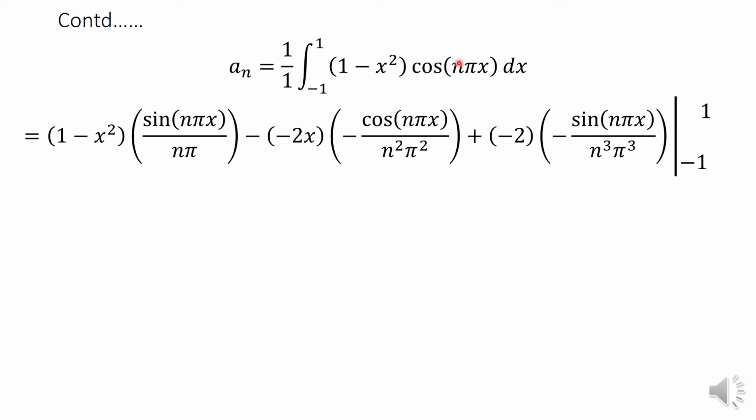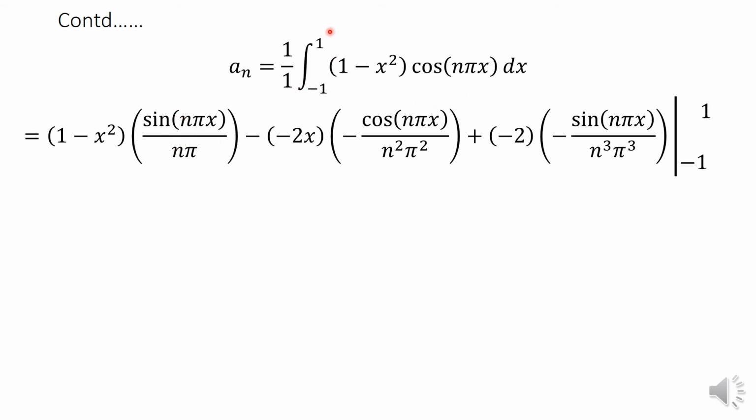Suppose if I take cos n pi x as the first function, you will never get 0 by successively differentiating it. Derivative of cos is sine, again differentiate we get cos, again differentiate we get sine, and so on. Therefore you don't take cos as the first function, you take 1 minus x square as the first function and cos n pi x as the second function.